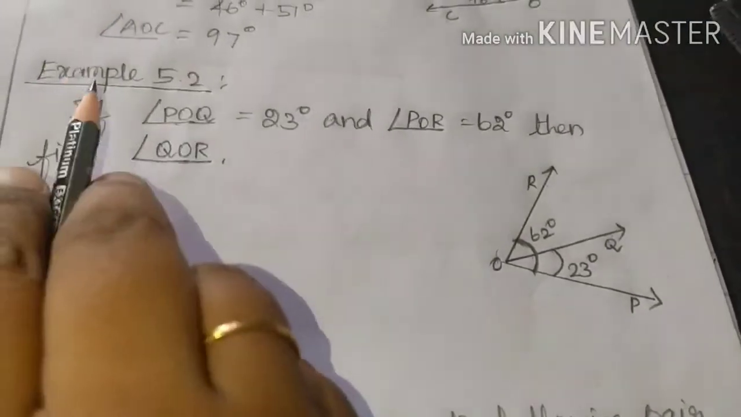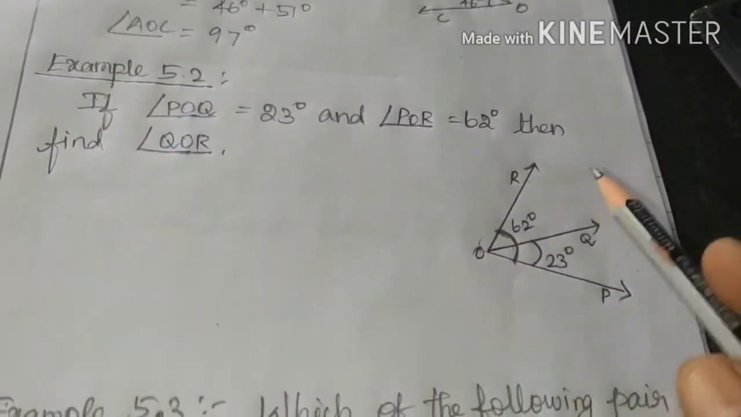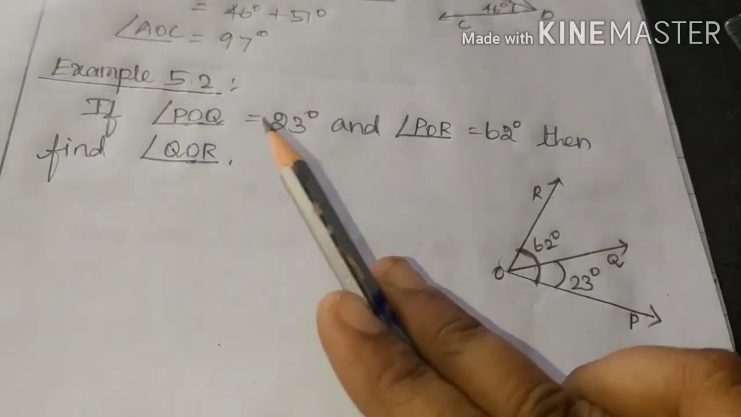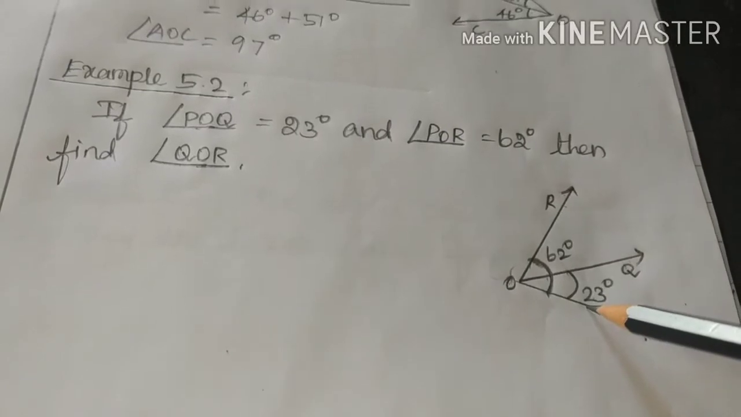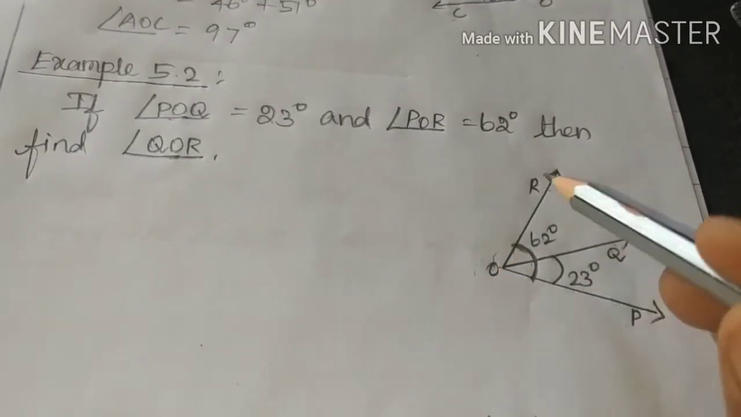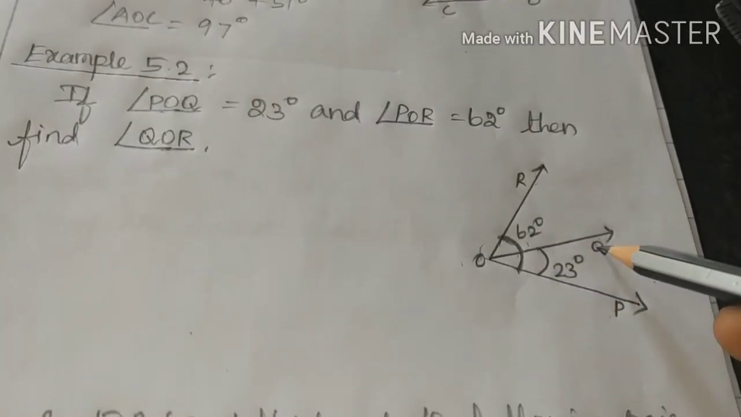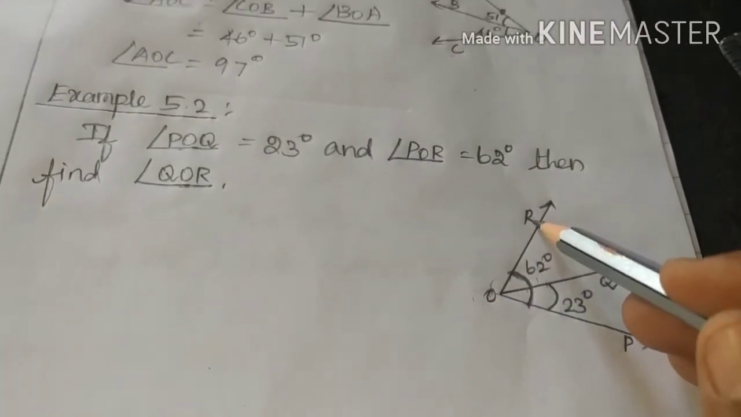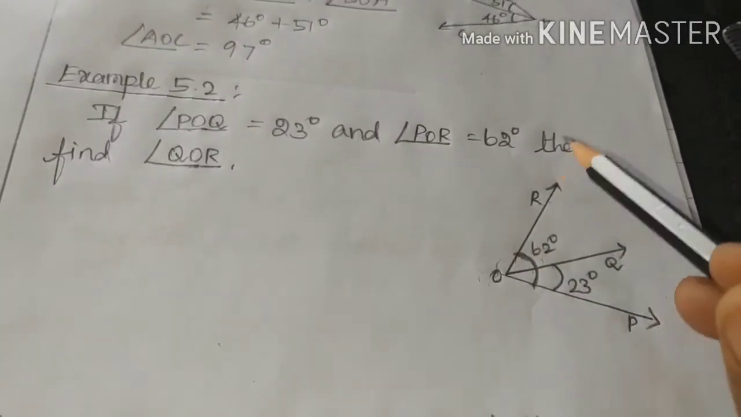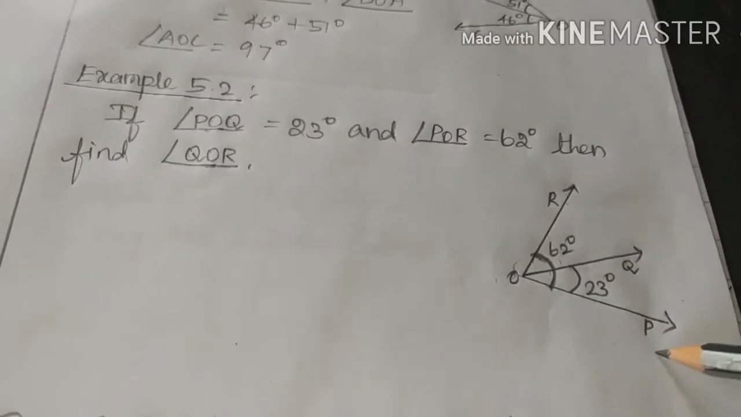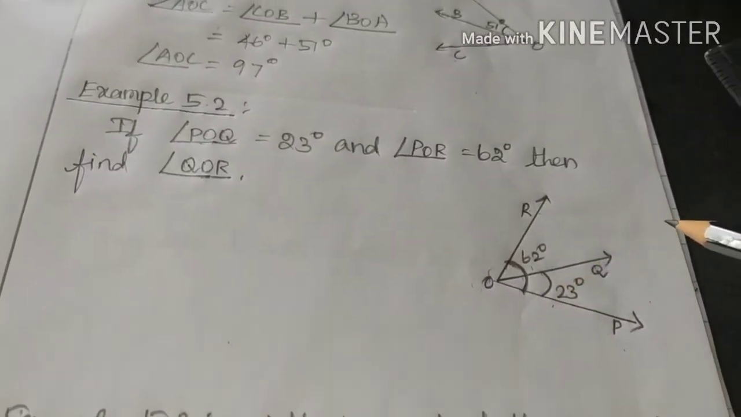Children, next is example number 5.2. Okay, there is an image given here. Look here. Angle POQ is 23 degree and angle POR is 62 degree. Now we have to find the angle QOR. In the last sum they had given the 2 angles, and we found the overall angle. Now they have given the overall angle and one of the small angles, and we have to find the other angle.